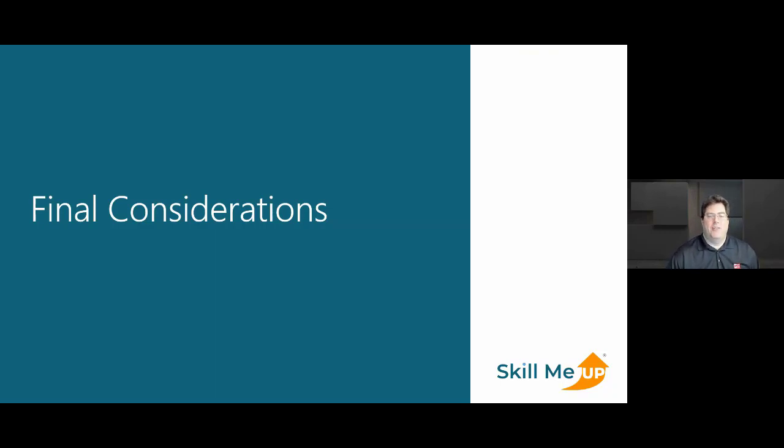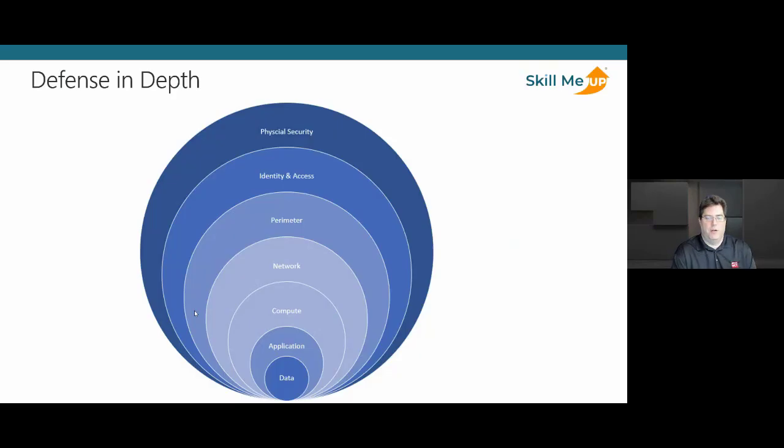So let's talk about some final considerations around everything we talked about. We've talked about a bunch of services here around Azure Defender and what ultimately we are trying to do. I alluded to this a little bit before, ultimately we're talking about defense in depth, and what we're going to do to protect our environment across the entire platform and infrastructure, from identity and access all the way down to our data.